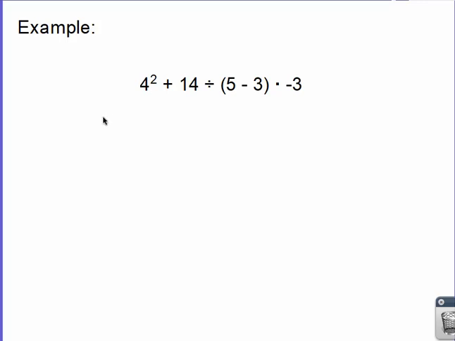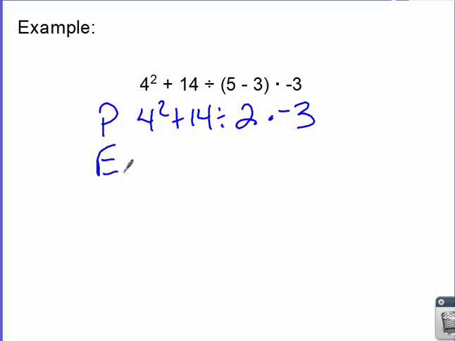First thing I want you to do is look at parentheses. When we look at this problem, we look at it in stages. So 4 squared plus 14 divided by, now I'm ready to answer the parenthesis part. 5 take away 3 gives me 2, times negative 3.